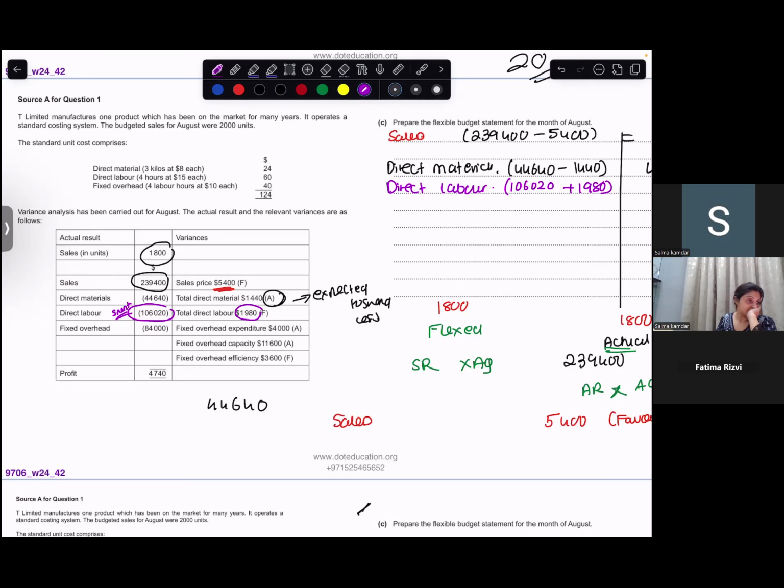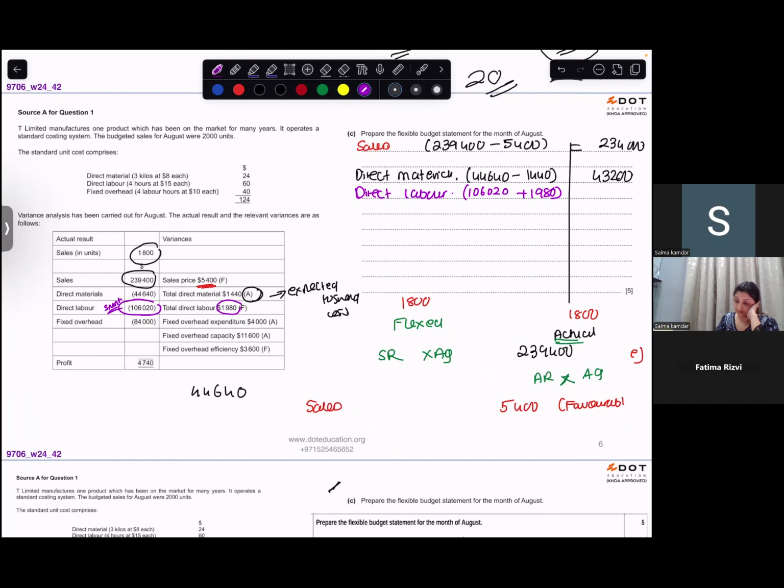Okay. So 108,000. This was your expectation. Okay. Fixed overheads. What is the fixed overhead expenditure variance? It's adverse 4,000. So this is a difference between what? Difference between master budget and actual budget.